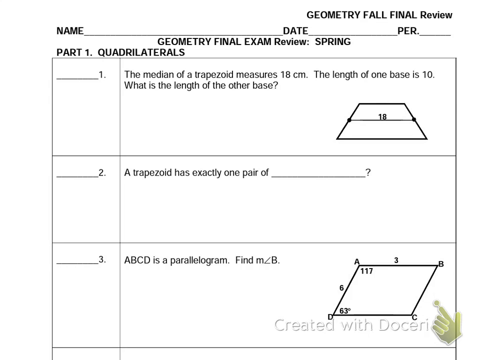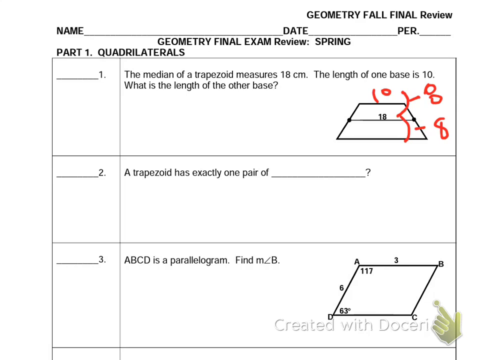So number 1, it says the median of a trapezoid measures 18 centimeters. The length of one base is 10. What's the length of the other base? So if we know one base is 10, we're trying to find what this bottom base is at the bottom. So the length between our bases and our median is going to be the same. So from 10 to 18, the difference is 8. That means from 18 to the other base is also going to be 8. So I'm going to add 18 plus 8 together, and that's going to give me my second base.